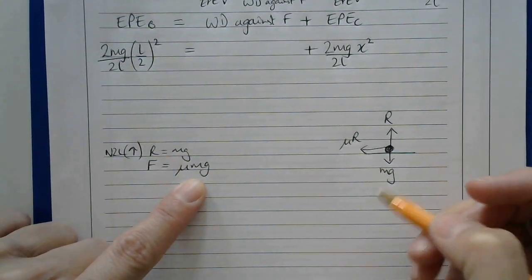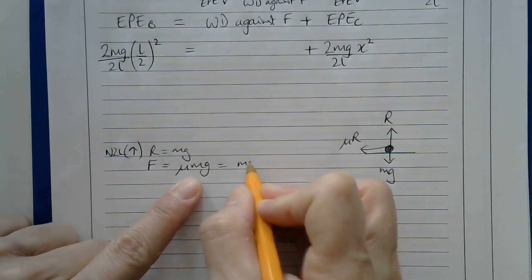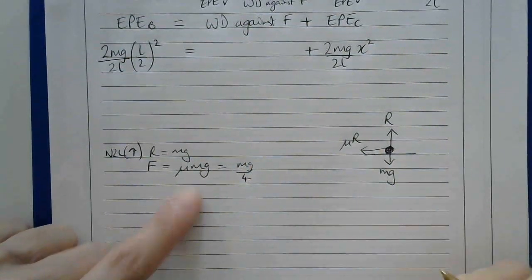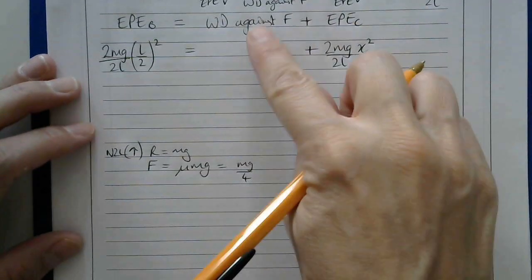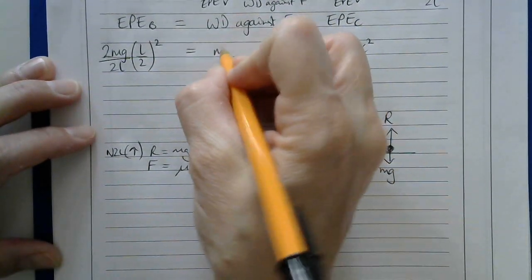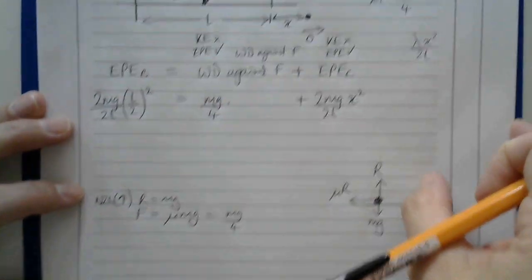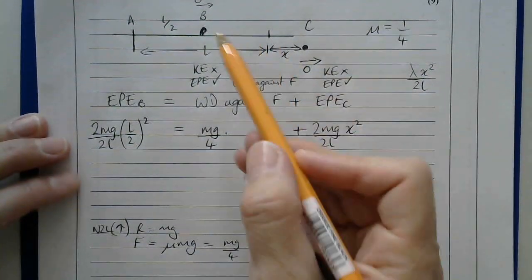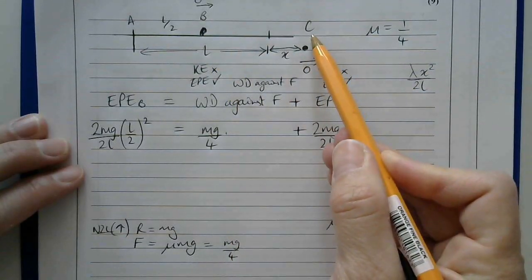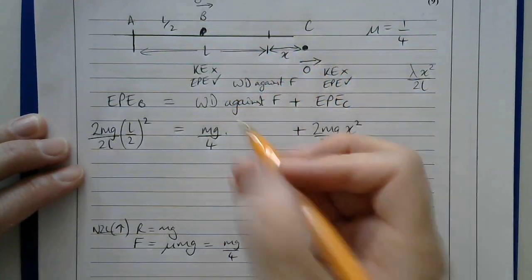And they told me that mu is a quarter, so in fact here I have mg over 4 as the frictional force. So the work done against friction will be the frictional force multiplied by the distance over which that force acts. So the frictional force acts from here to here, so it's half of L plus x.